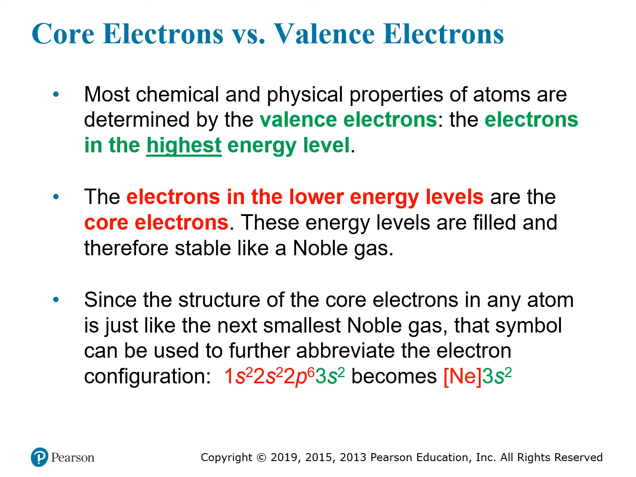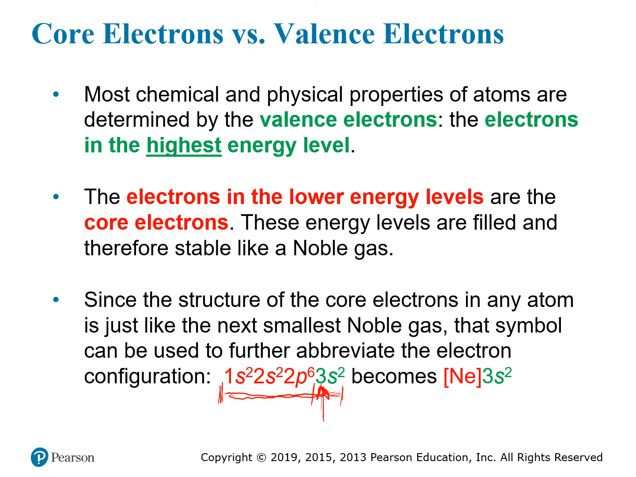Okay? So to think about that in terms of a specific example, we have here the electron configuration, right? And since the structure of the core electrons in any atom is just like the next smallest noble gas, that symbol can be used to abbreviate the core. Okay, so the core here, the red electrons, and then you have the green electrons, which are the valence. Okay, the green ones listed here are the valence electrons because they're in the highest energy level of n equals 3.